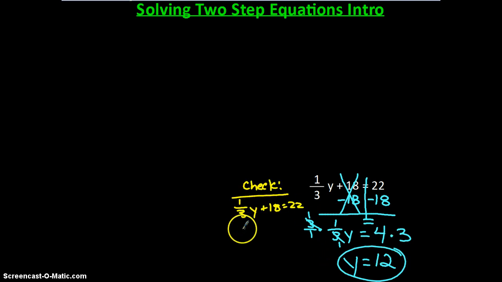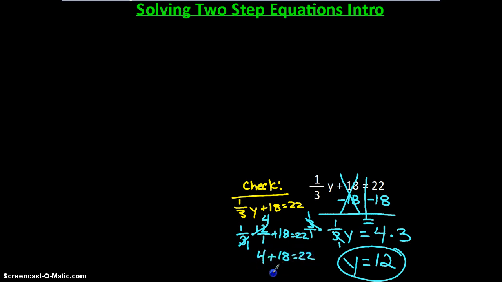So what I'm going to look at is I have 1/3, and I'm going to substitute in this 12, but I'm going to write it as 12 over 1. I'll show you why in a quick second. Plus 18 is equal to 22. Here's the nice thing about cross-reducing and multiplying fractions. I can reduce 3 and 12 by the common factor of 3. So this 3 down here is becoming a 1. The 12 is now a 4. So now it's 1 times 4, which is just 4, plus 18 equals 22.